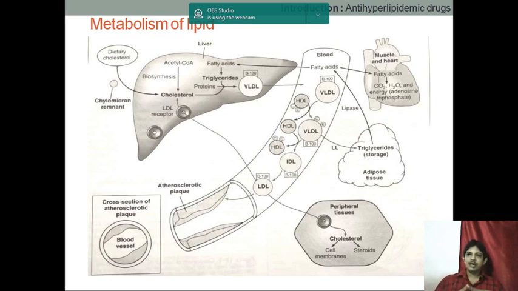Now, triglyceride is formed in the liver. Clear? Triglyceride is formed in the liver from fatty acid.